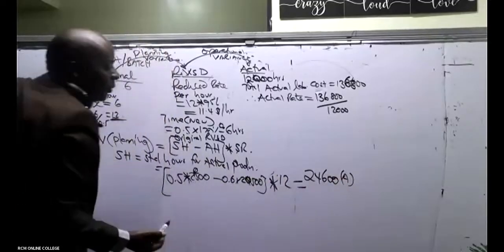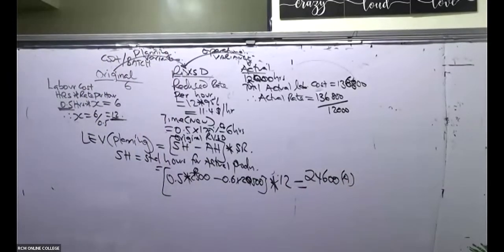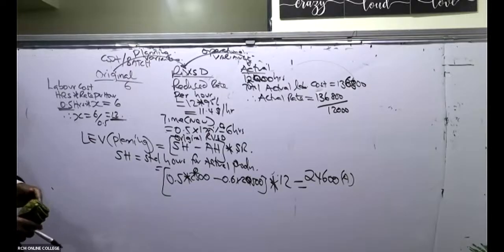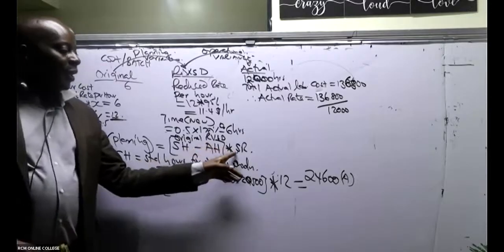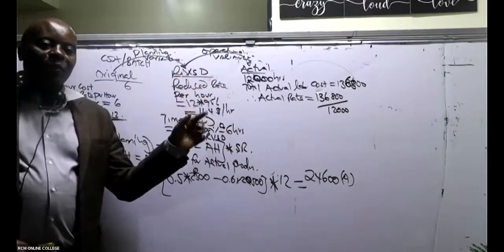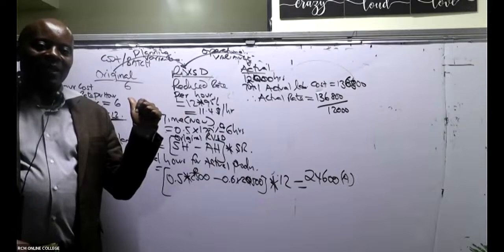I hope this answer is given there in the book. So it is asking for standard rate, not actual. Remember here, whenever it is standard rate, it can never be actual. Standard, we must always go back to the budget.